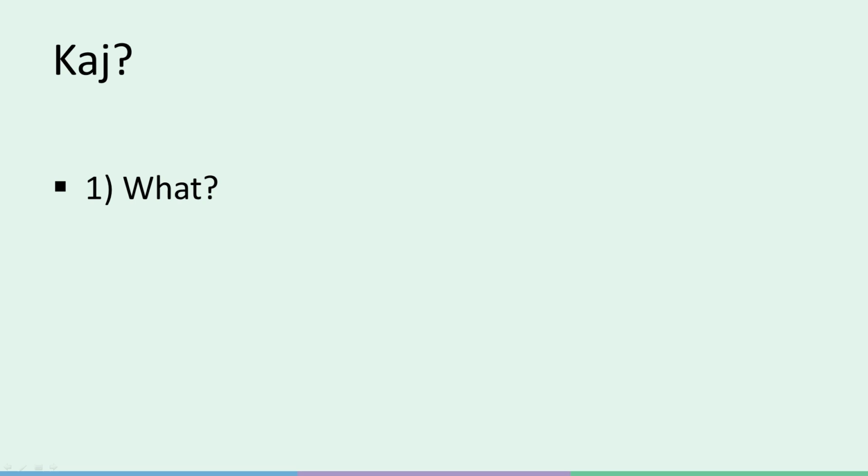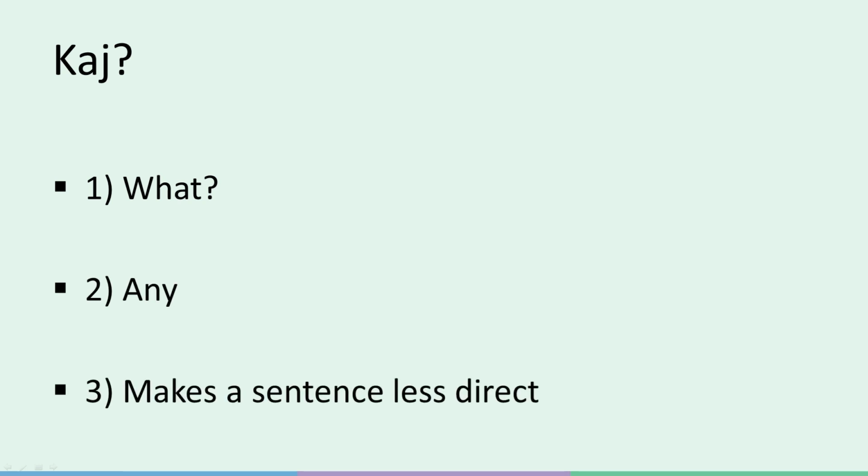The first meaning is what. If you see the word kaj in a question, chances are it means what. It can, however, also mean any. And it can also be used to make a sentence longer, less specific, less direct, more general, and hence friendlier. Let's focus on these three in more detail.